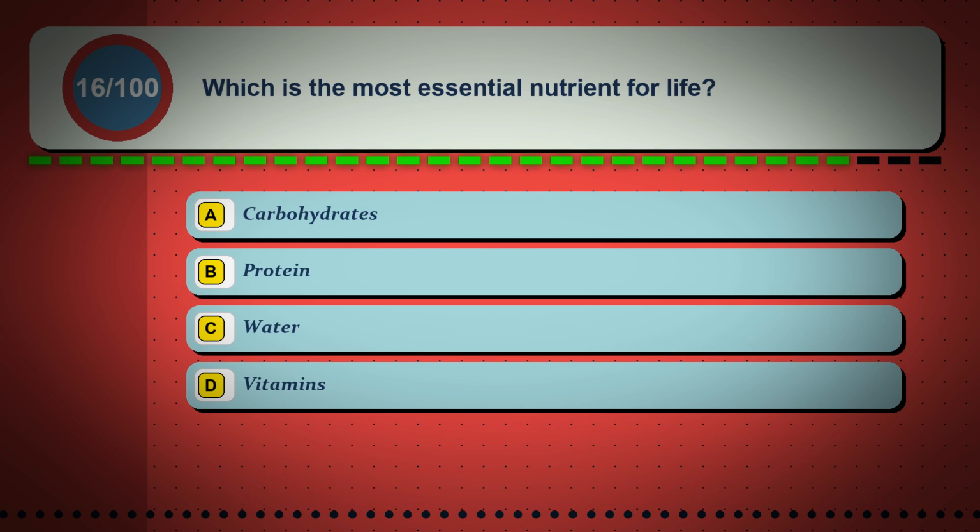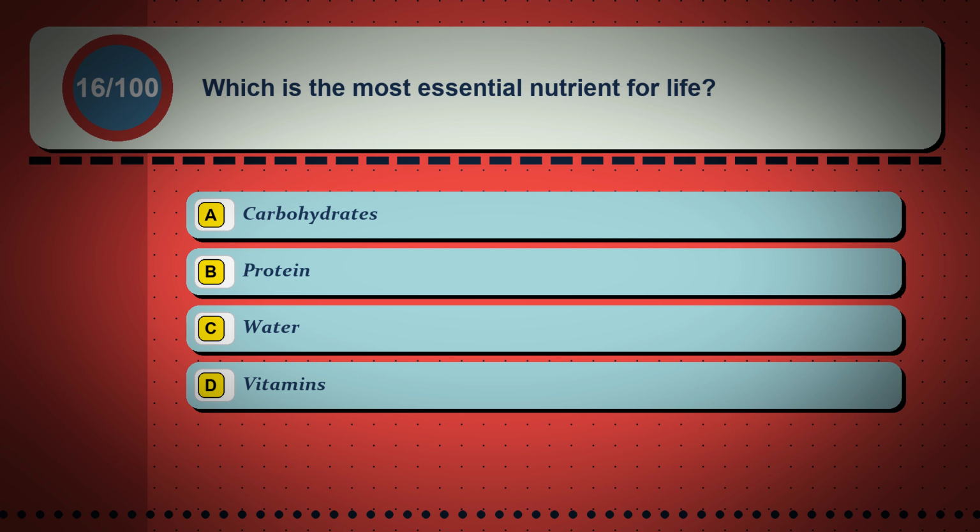Question 16. Which is the most essential nutrient for life? Option A, carbohydrates. Option B, protein. Option C, water. Option D, vitamins.